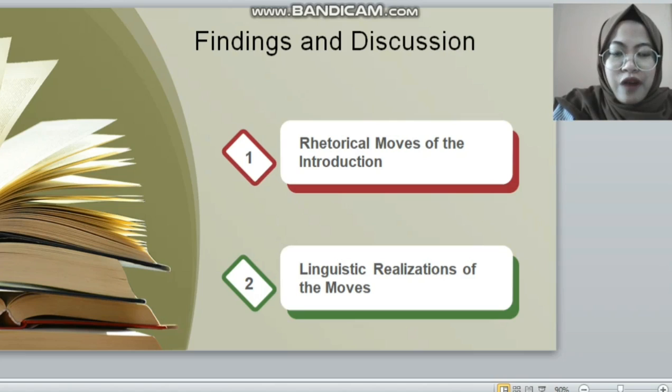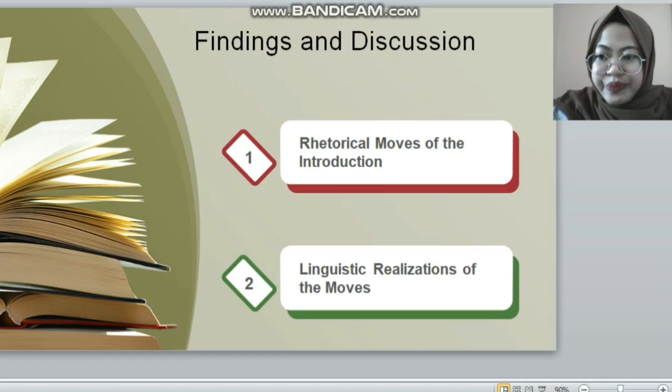Well, the findings of our research are divided into two. The first one is about the rhetorical moves of the introduction, and the second one is about the linguistic realizations of the moves. Okay, let's move into the rhetorical moves of the introduction.